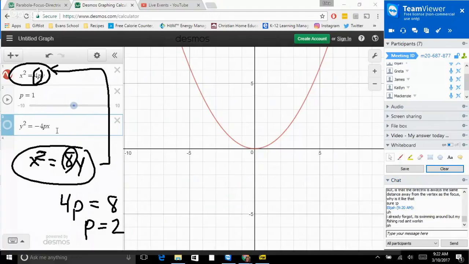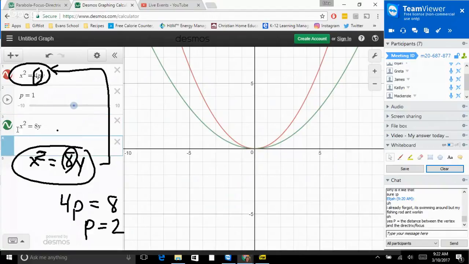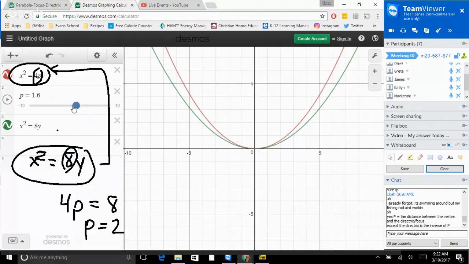Okay, so then if I just go to graph x squared equals 8y, I'm going to graph that and let me see it. And I change my focus point to 2. I end up with the same graph. And Elijah is exactly right.